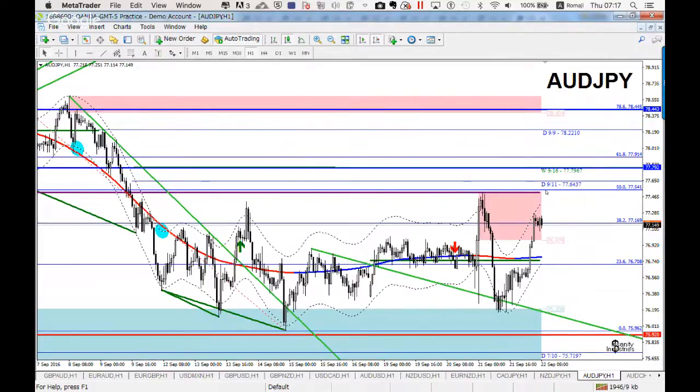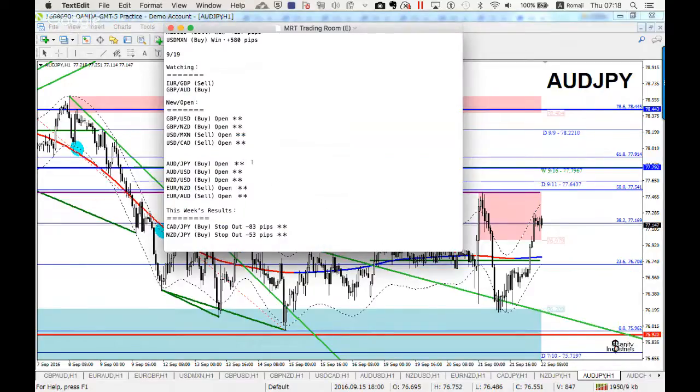In fact, it did recover, so I could have stayed in. But that's hindsight being 2020. At the moment, I thought that was the most expedient decision. So I closed that out for a loss of, I believe it was 45 or 47 pips. And that was a loss cut.